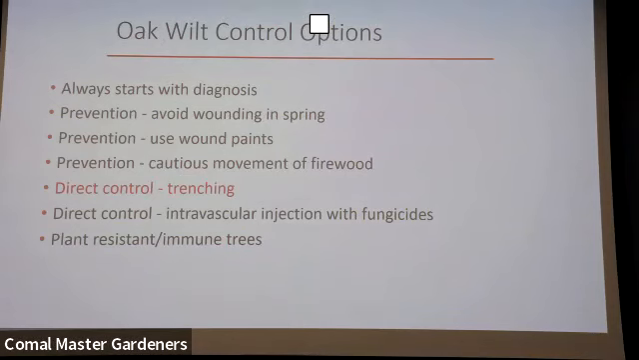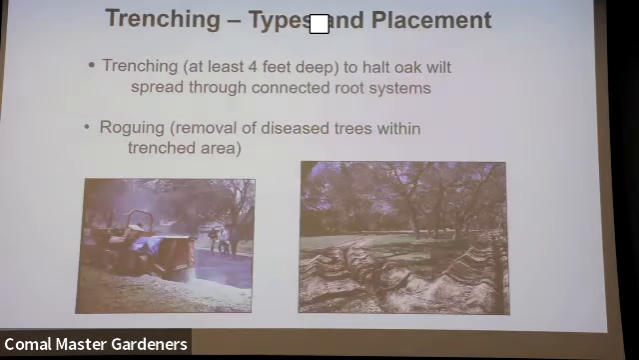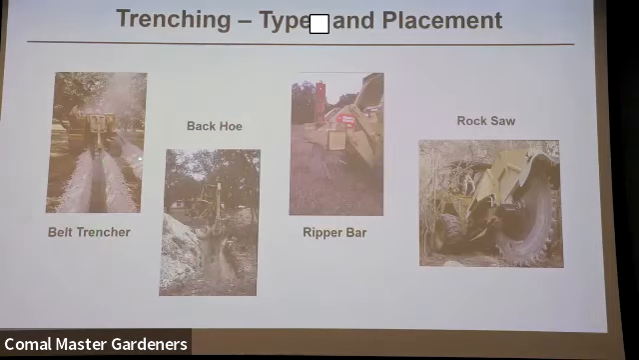Okay, what do we do about these root connections? We get out big, heavy equipment and dig trenches. They should go at least 4 feet deep. And we also like to rogue, and here's a couple different kinds of equipment being used. We can use belt trenchers, backhoes, ripper bars, rock saws. There are about 4 or 5 of these operating in the hill country, these rock saws for oak wilt control. Usually at any given time, 3 of them are working and the other 2 are in the shop. These things take a beating. It's hard to keep them going, but they're very effective.